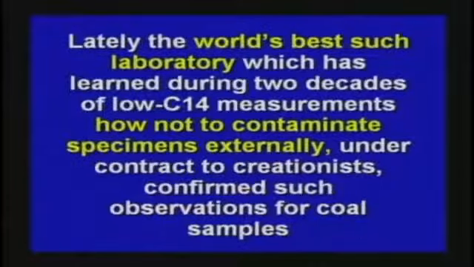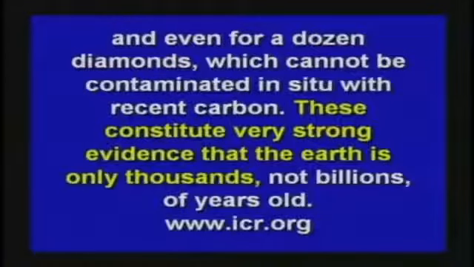Lately, the world's best such laboratory, which has learned during 2 decades of low C14 measurements how not to contaminate specimens externally, under contract to creationists, confirmed such observations for coal samples and even for a dozen diamonds. Now think what that means. The textbooks will tell you coal formed 250 million years ago in the Carboniferous era. And yet when they test coal, it still has carbon-14.